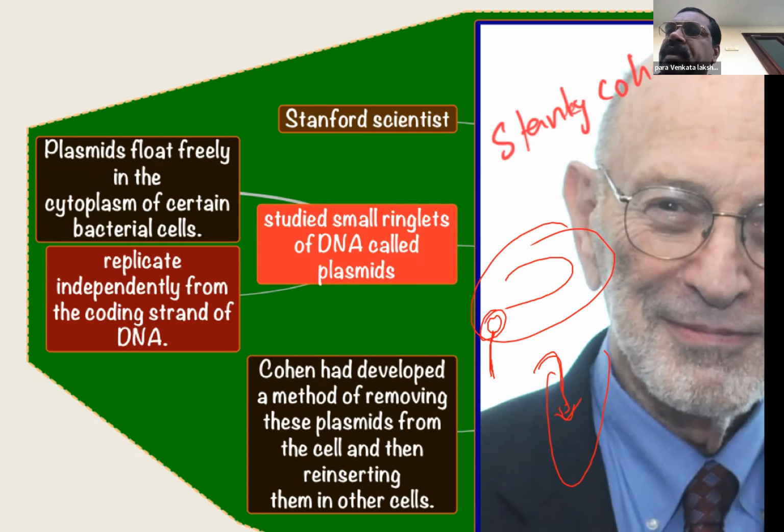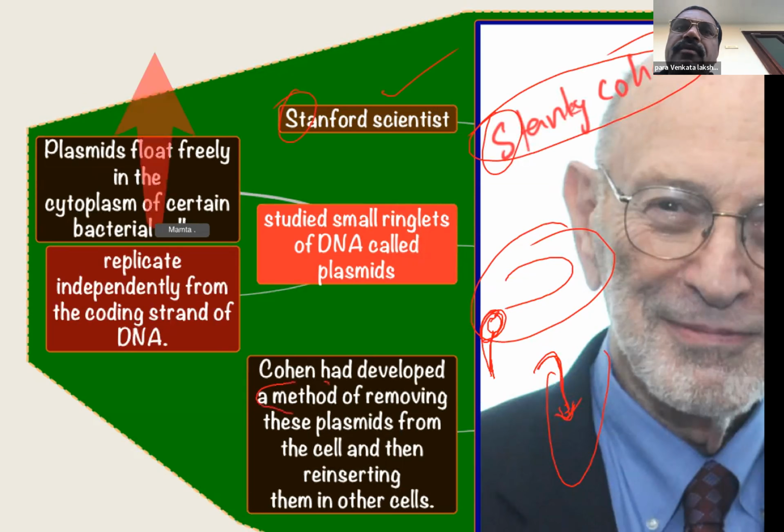So what is the greatness of Cohen? Why are we discussing this particular Stanley Cohen, a Stanford scientist? Stanford scientist, remember, SS. How to remove this plasmid from the bacterium, then how to insert it into the cell. So he developed a method. Listen to this carefully. Stanley Cohen developed a method of removing these plasmids from the cell, then reinserting them into other bacterial cells. We discussed this is the bacterial culture in the test tube. This is the greatness of Stanley Cohen.